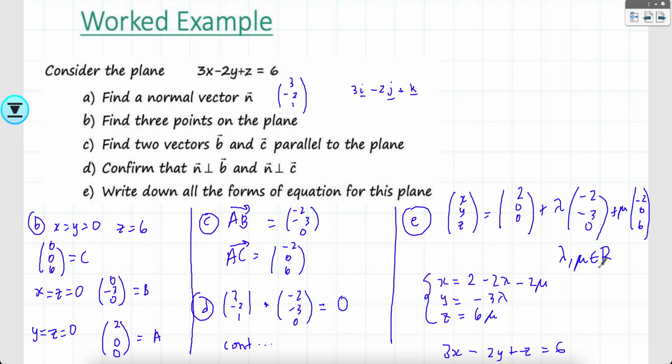So hopefully this is clear. The only thing you need to be careful about with equation of a plane is what type of information they give you initially, and how you can use that information to set up the equation and the form that they're requiring.